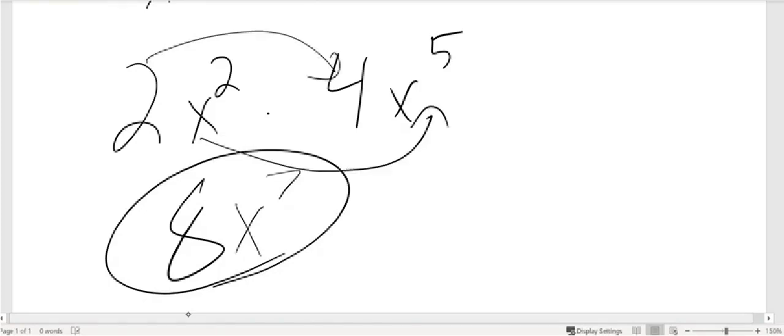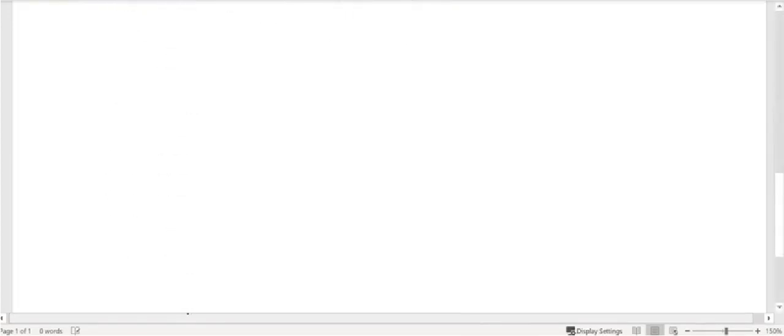Don't forget that you multiply the numbers and add the exponents. You cannot forget those simple rules. You can't mix them up. Don't forget the things you've learned in previous classes. We're back in elementary school. Alright, next thing.